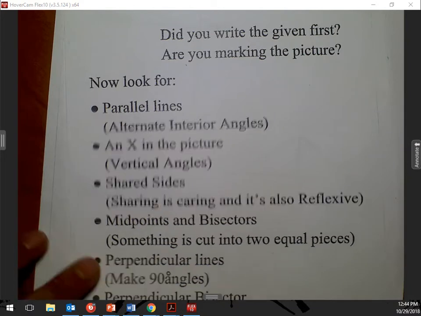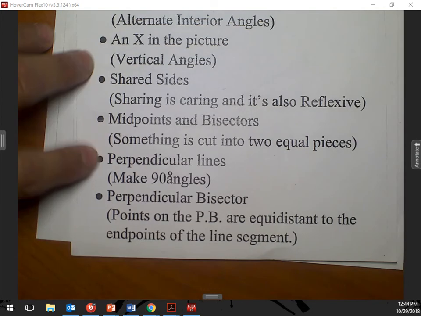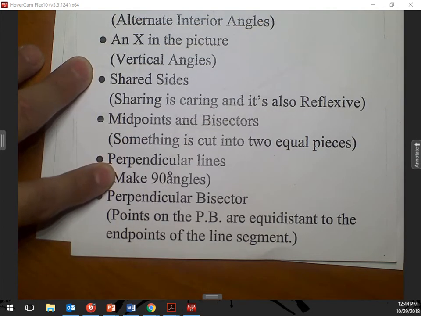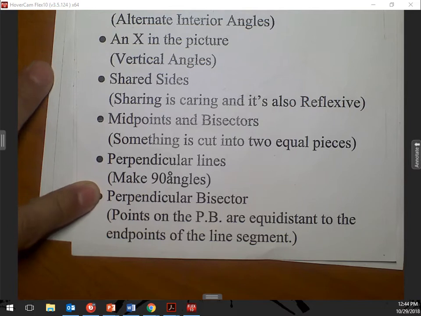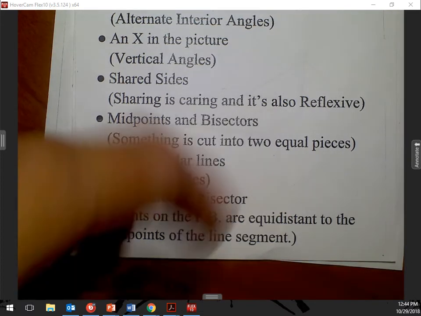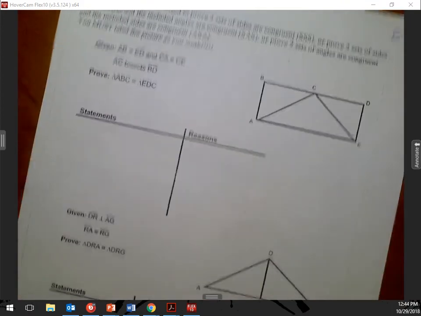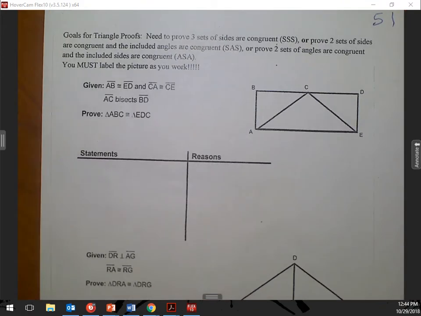All right. So perpendicular lines. Perpendicular lines make 90 degrees. Perpendicular bisector, 90 degrees that are equidistant from the endpoints. So perpendicular means 90, bisect means cut into two equal parts. That line is cutting the other one into two equal parts. So we're going to use that information to prove something. Let's take a look.